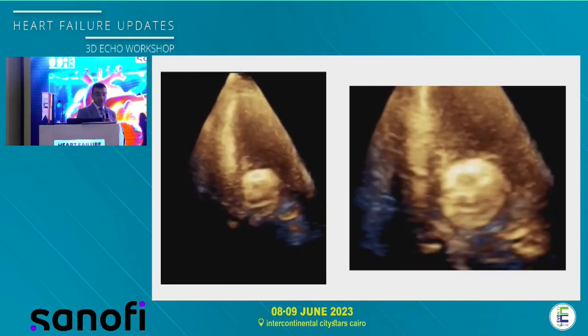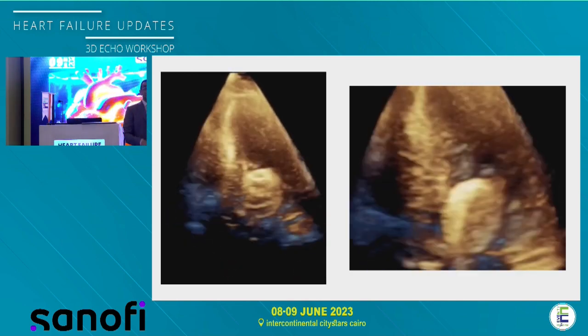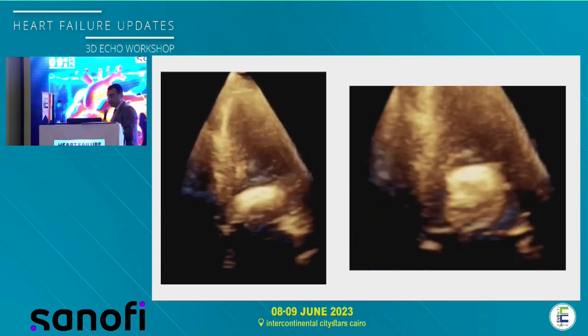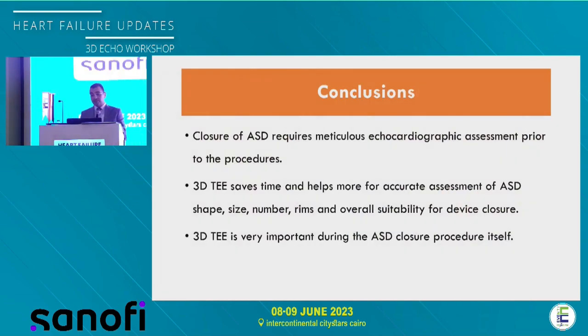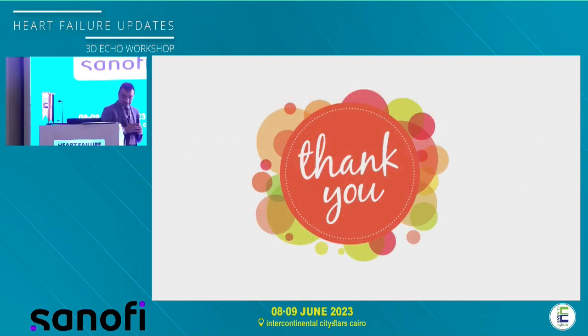And here comes a catastrophe by the 3D. You are seeing your device is moving across the atria and the left ventricle, freely mobile inside the cardiac chambers. So my conclusion is that closure of ASD requires meticulous echocardiographic assessment prior to the procedure. The 3D-TE saves time and helps more for accurate assessment of ASD shape, size, number, rims, and overall suitability for device closure. The 3D-TE is very important during the ASD closure procedure itself, and thank you for your time.